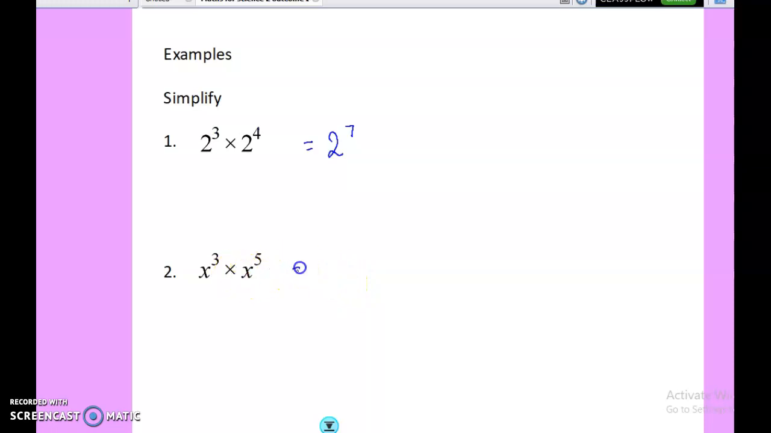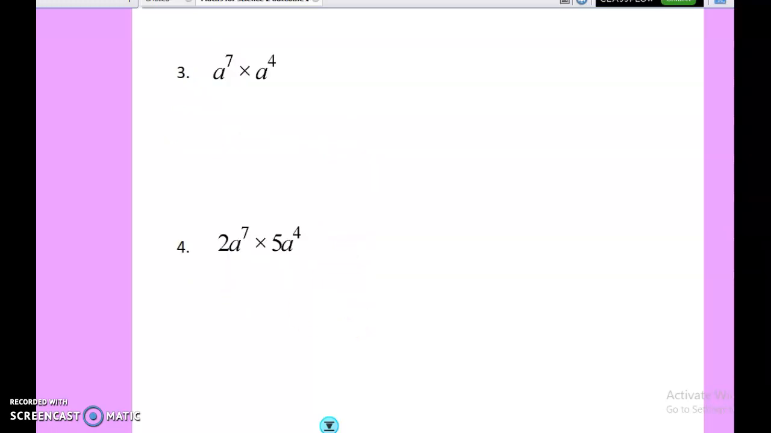X is the base, it just stays as an x. We've got 3 and a 5 for our powers, we add them together. 3 add 5 is 8. A to the power of 7 times a to the power of 4. A is the base, it just stays the same. 7 add 4 is 11.